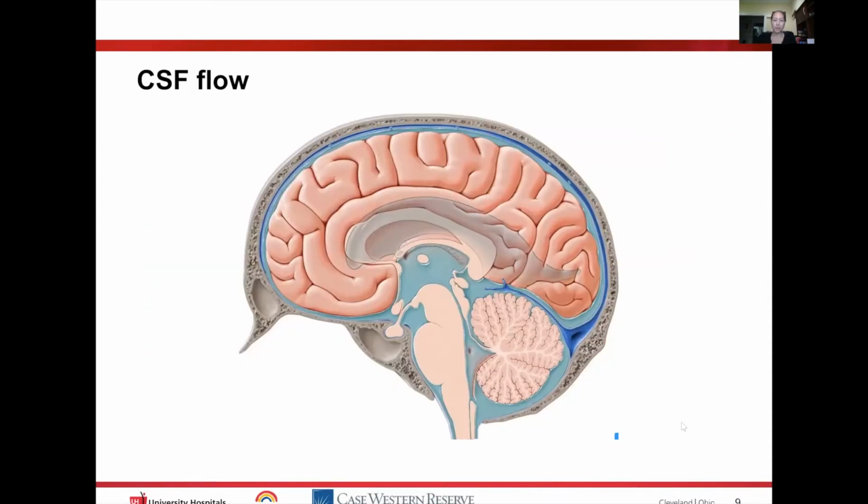And then just as a reminder of our standard CSF flow, we have 2 lateral ventricles that sit within each of the hemispheres. They drain through the foramen of Monroe into the 3rd ventricle, which then drains out through the aqueduct down into the 4th ventricle, which has 3 outflow areas: the middle outflow, the foramen of Magendie, and then the 2 lateral foramina of Luschka. And when we think about it, this is really the area that we're most concerned about with a Chiari malformation.